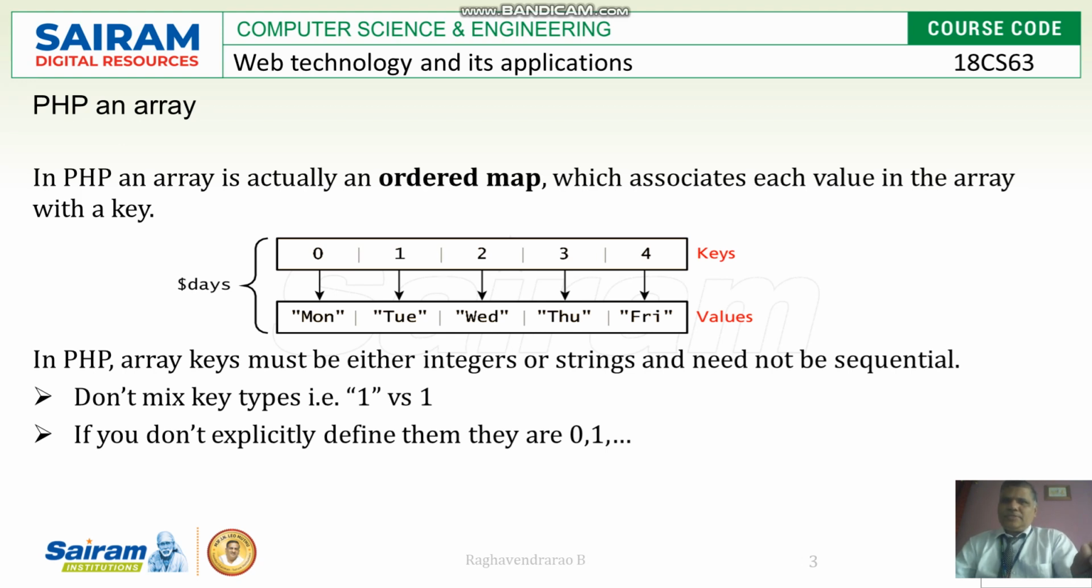And you must see that one thing is important here. Array keys must be either integers or strings. They need not even be sequential. You need not have a sequential order, because it's a dynamic array. And a very important thing, do not mix the key types, strings and numerics. Whenever you write numbers, if it is in quotation marks, then it will be called a string, otherwise it is going to be numeric. So whenever you are defining, you should define properly.